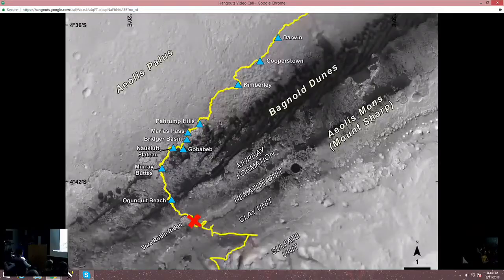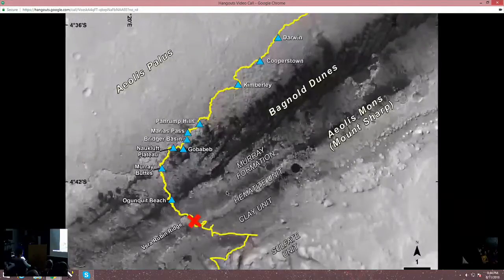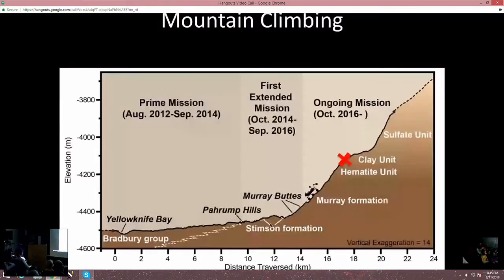There's really been a lot of changes here in different formations in the rocks as we've climbed. To look at this another way, here's a side profile of what we've been doing. You can see the first half a mission or so, or even more, 75% of the mission, has not really been that much elevation climbing. And now, just over the last couple of years, we are climbing this mountain and gaining a lot of elevation.